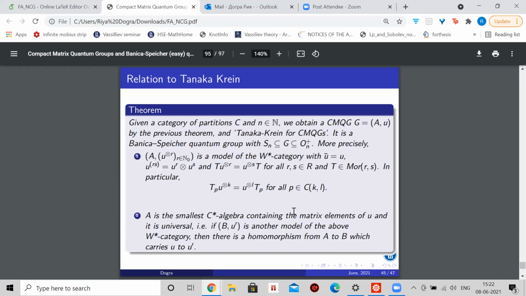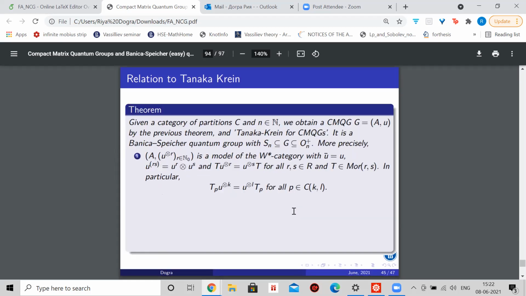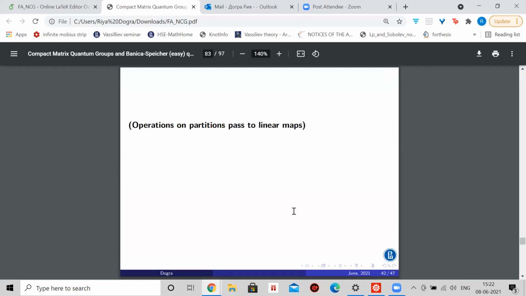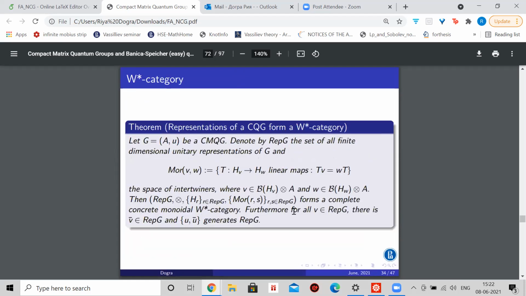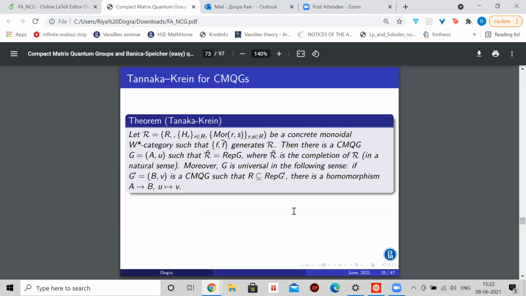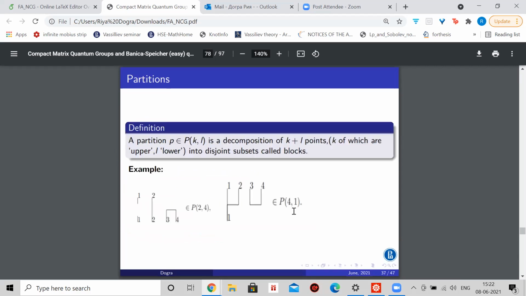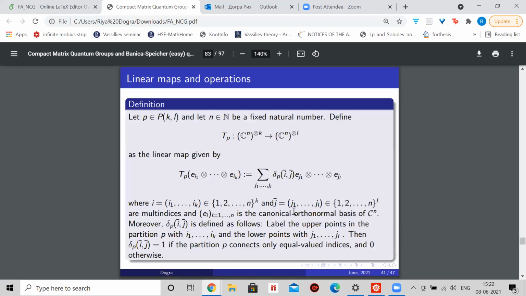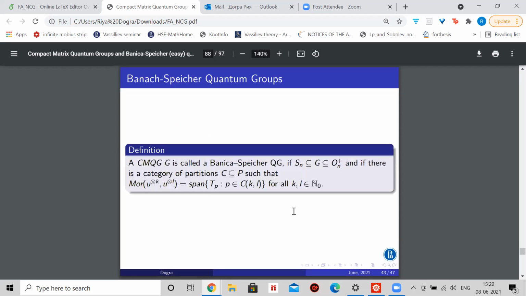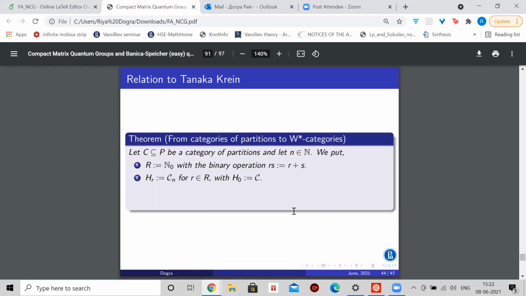More questions, please. Oh, I have one more question about the representation spaces. Could you show, please, the construction of the W star category out of the category of partitions, closer to the end? Maybe the next slide. Not here. Yeah, here.